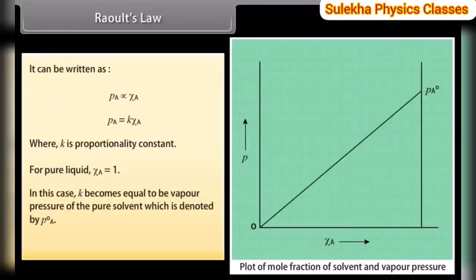In this case, K becomes equal to vapor pressure of the pure solvent, which is denoted by PA naught. Thus, PA is equal to PA naught into XA. For solutions obeying Raoult's law at all concentrations, its vapor pressure would vary linearly from 0 to the vapor pressure of pure solvent.